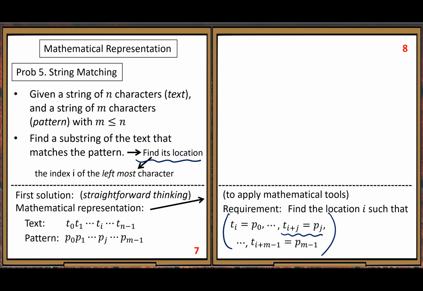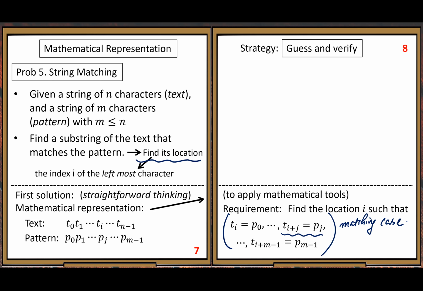Think about that, if you can understand this sequence of expressions for a matching case. So that's the matching case. Here's the strategy: the guess and verify strategy.